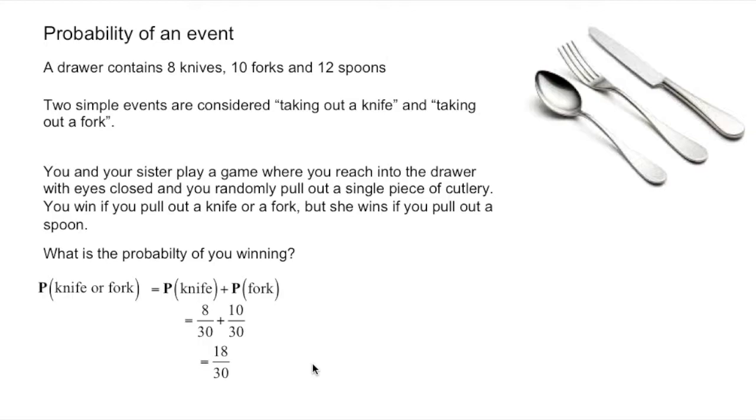If we add them together, that's going to give us 18 out of 30, which we can reduce to 3 out of 5. We could also write that as a decimal, which is 0.6. And we can also write it as a percent. 0.6 is 60%, so there's a 60% probability of you winning.